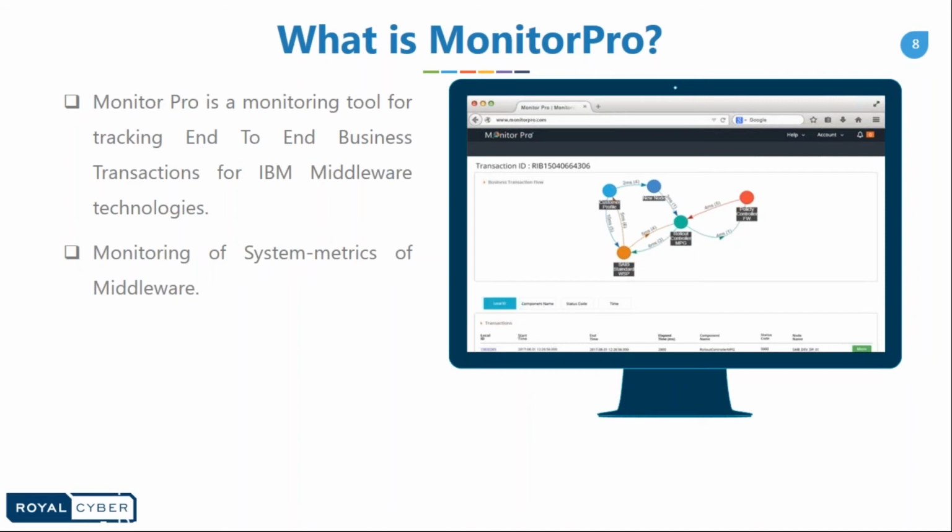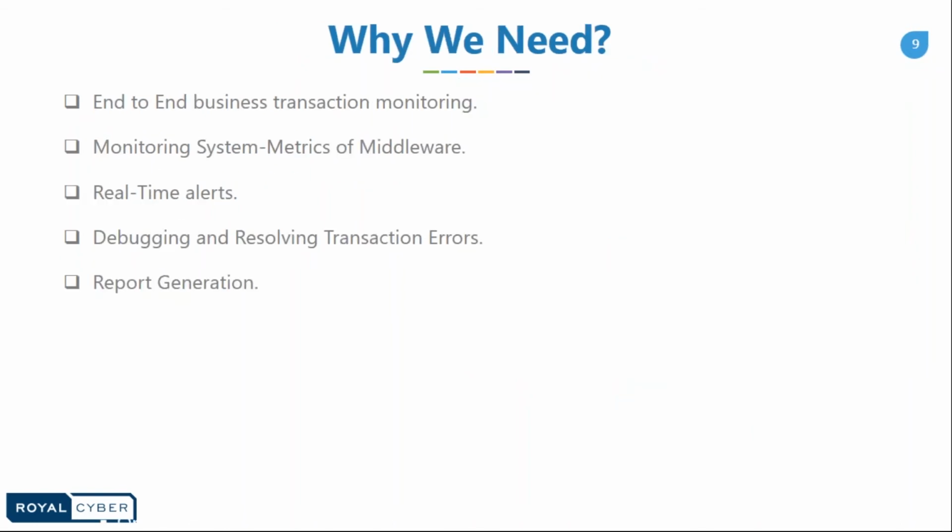When we put it all together, we don't have a tool in the market to track the end-to-end transaction. For example, imagine a scenario in a bank where the transaction is more critical, with thousands of transactions flowing through the middlewares you have. That is where MonitorPro plays a role. MonitorPro is a tool for tracking end-to-end business transactions which flow through the IBM middleware, and in addition to that, it also tracks the system metrics.